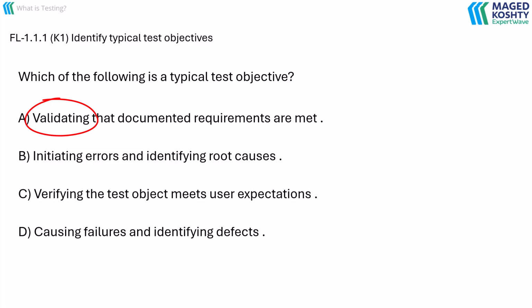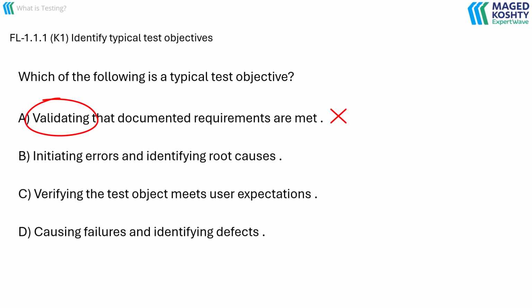So, as long as the user or the customer is not mentioned, then it's not validation, and it would be verification. So, while verifying the documented requirements is a valid testing objective, validating the documented requirements is not a valid sentence, and we should validate against user expectations. So, option A is wrong.